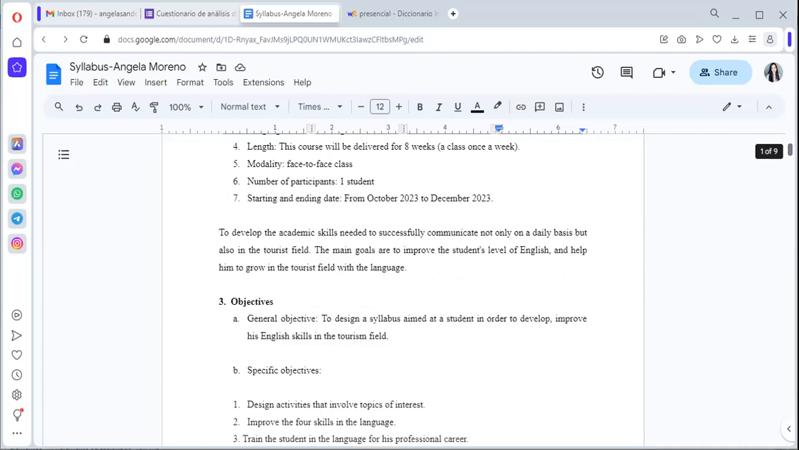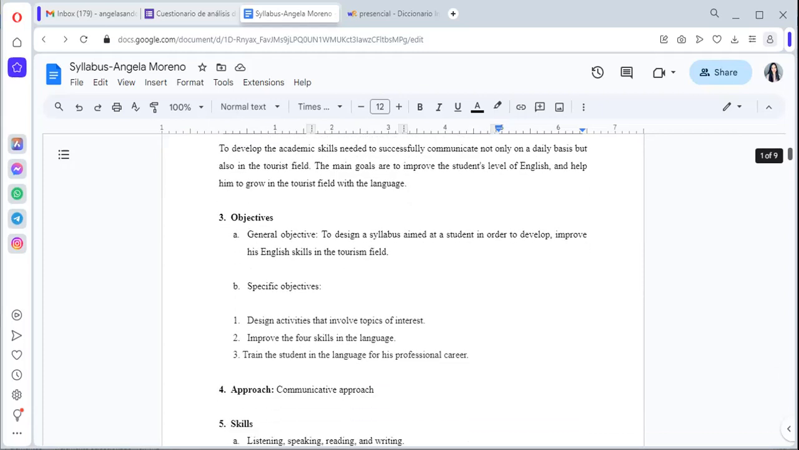The purpose is to develop the academic skills needed to successfully communicate not only on a daily basis, but also in the tourist field. The main goals are to improve the student's level of English and help him to grow in the tourist field with the language. The objectives.